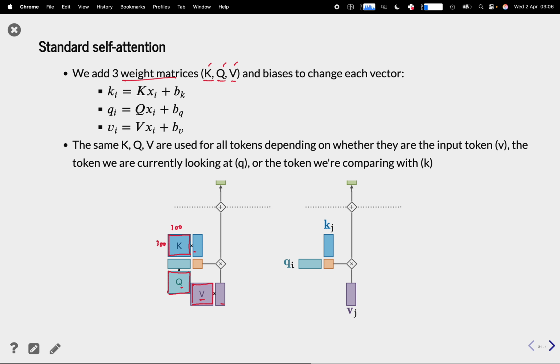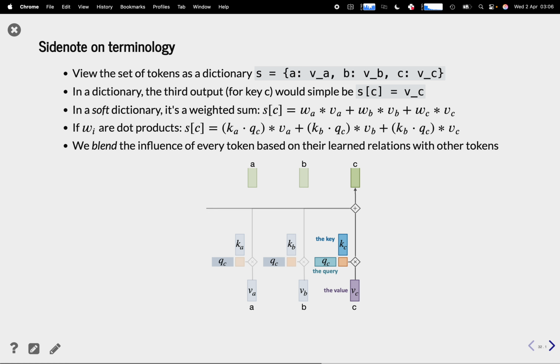So depending on whether we are dealing with the input token, the token we're currently looking at, which is again the same token but transformed differently by the Q matrix, or the other token we're comparing with. Right.